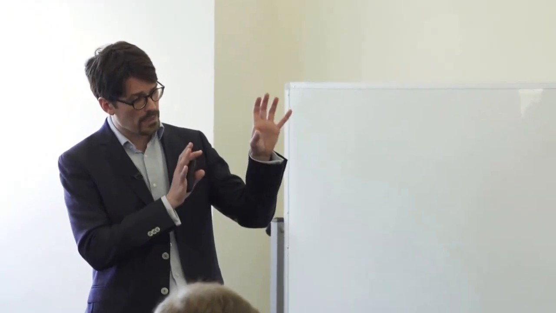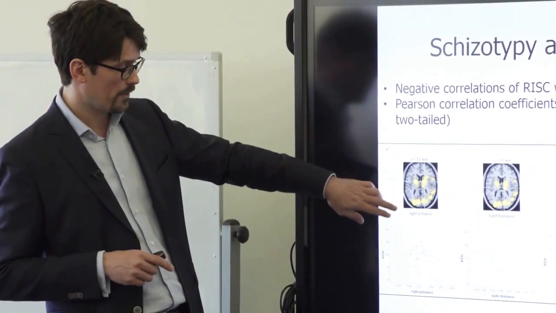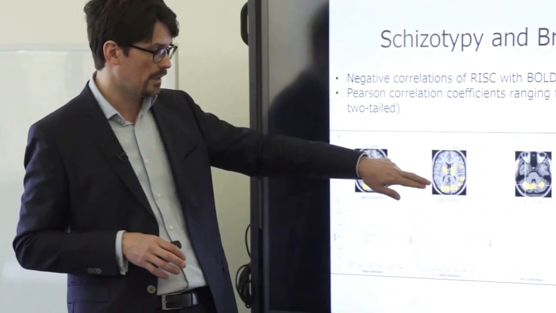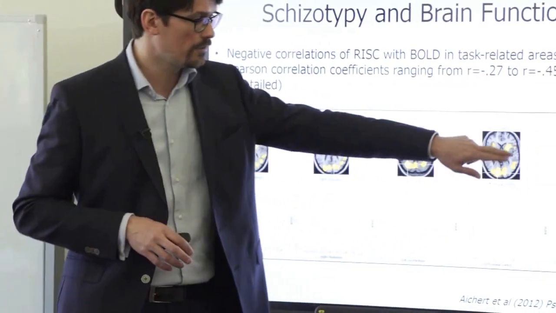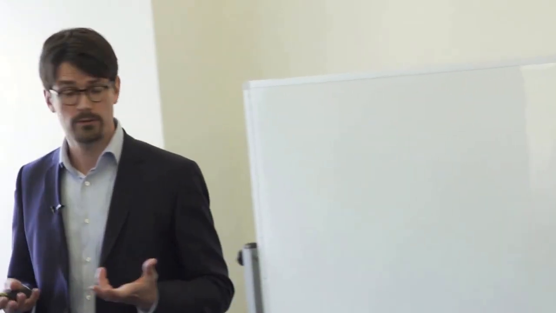And then while people did this task, we recorded brain activation with an EPI sequence in fMRI. And the correlates of schizotypy in the brain look like this. It's small images, but the point really is we see correlates of schizotypy with brain function in the putamen, in the striatum, in the thalamus, in the cerebellum, and in the visual cortex. And all of these correlations are negative. That means higher schizotypy scores are associated with less brain function, with lower activity.